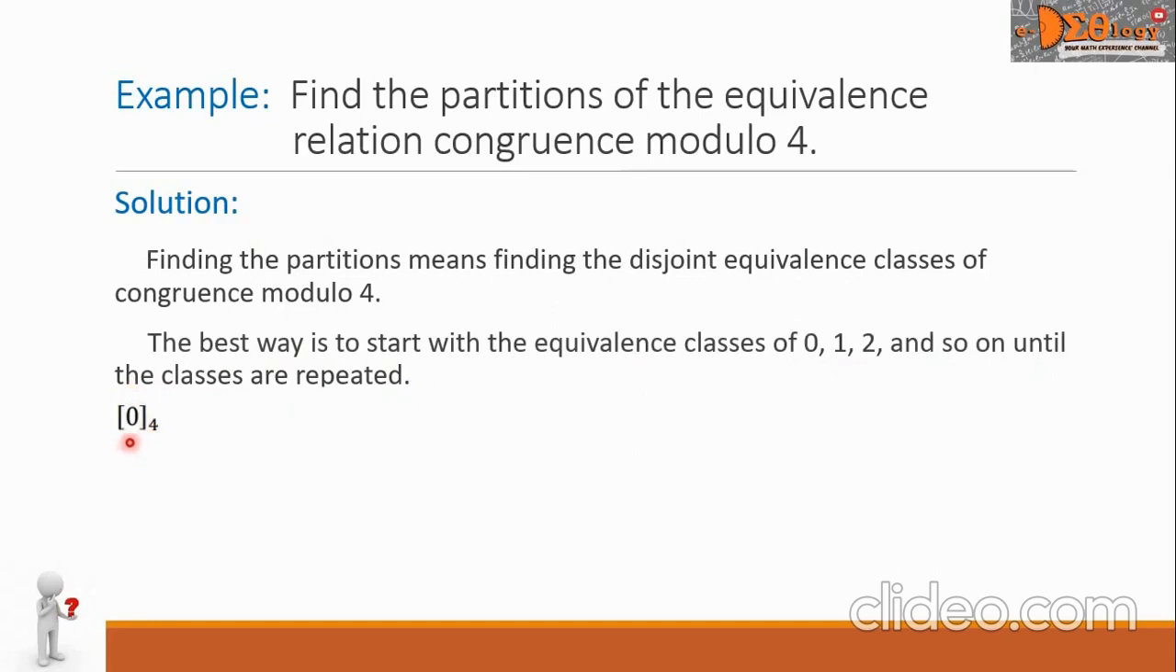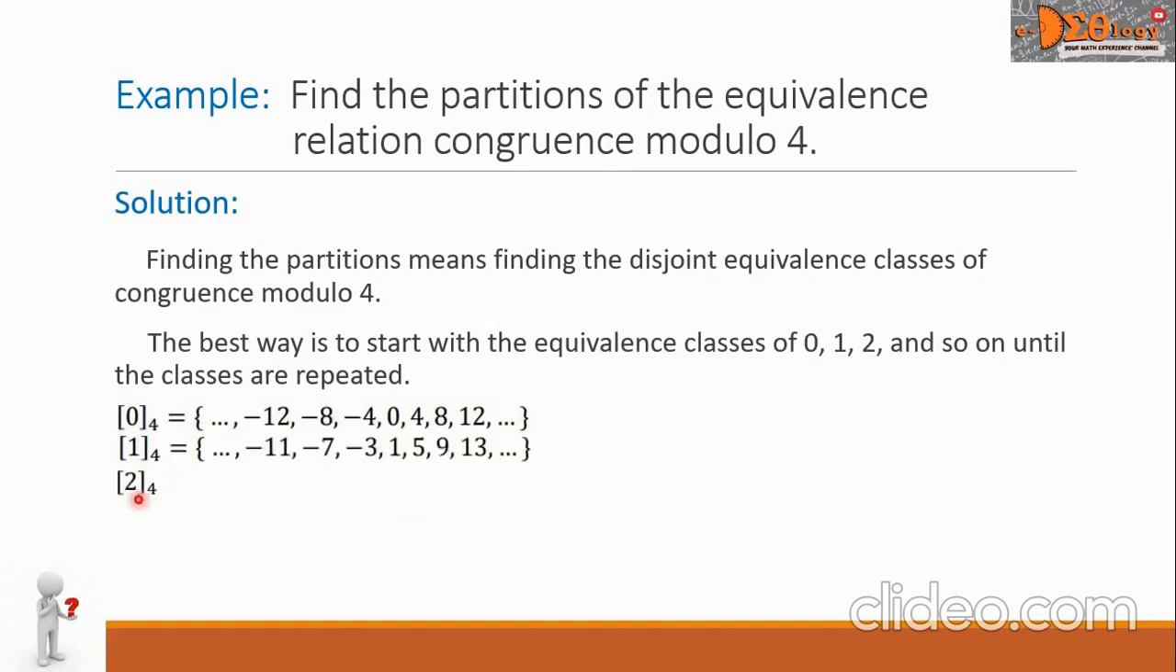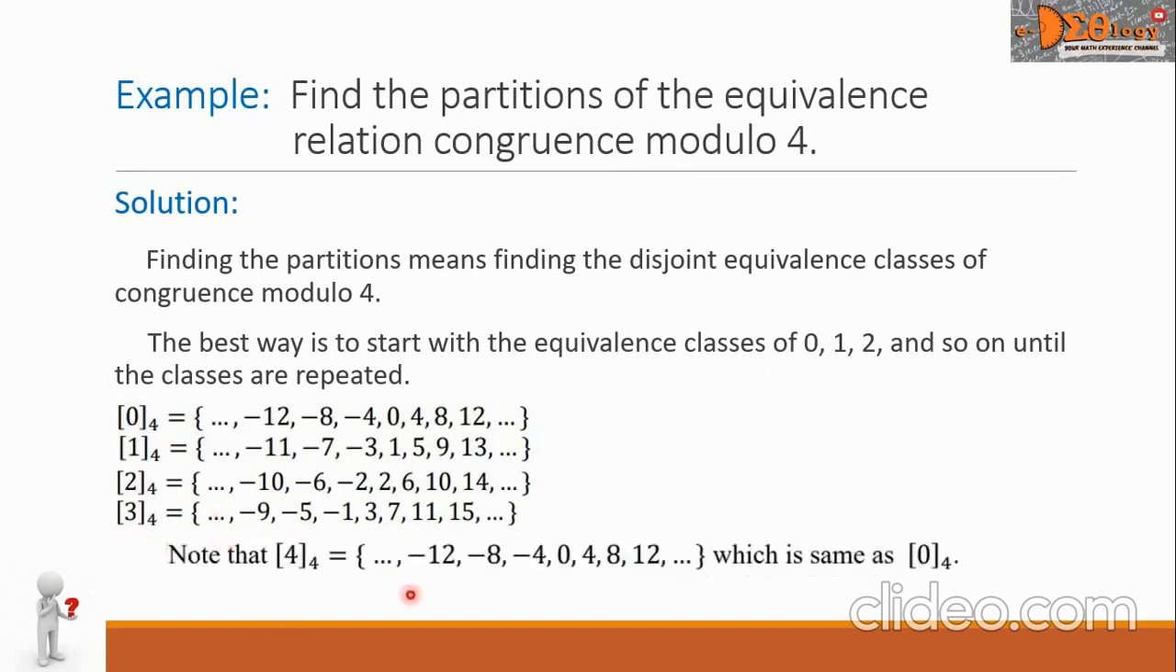We know the elements of this equivalence class. Here are the elements. Next is the equivalence class of 1, and the elements are here. Followed by the equivalence class of 2, and we will write the elements like this. The equivalence class of 3, and the elements are now here. Take note that if we're going to write the equivalence class of 4, the elements will be the same as the equivalence class of 0.